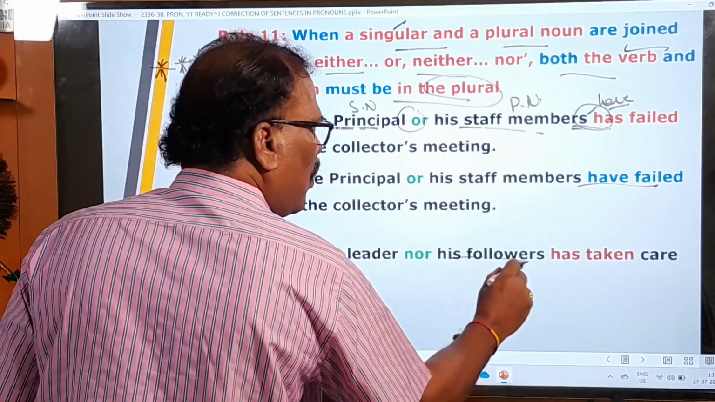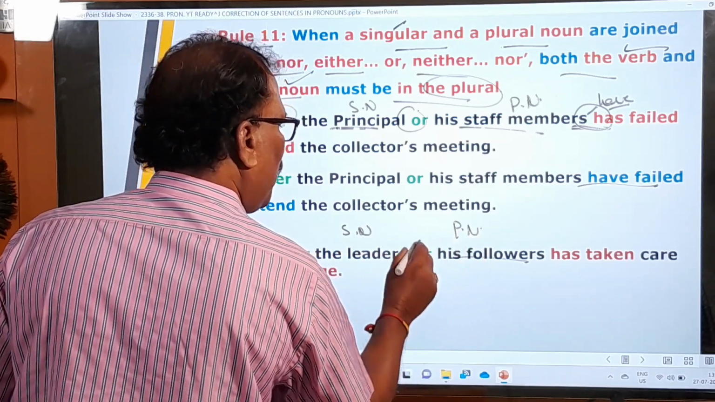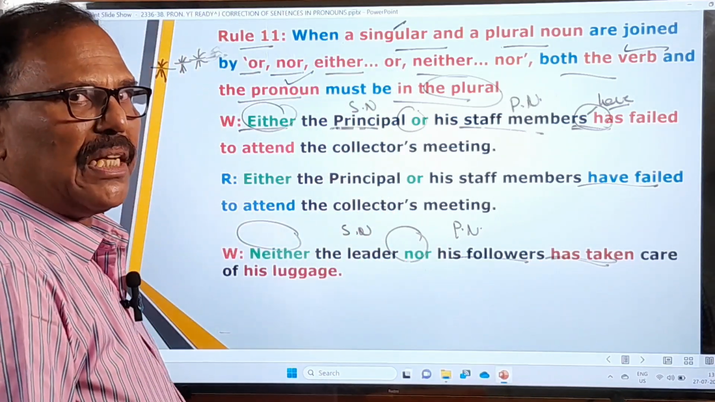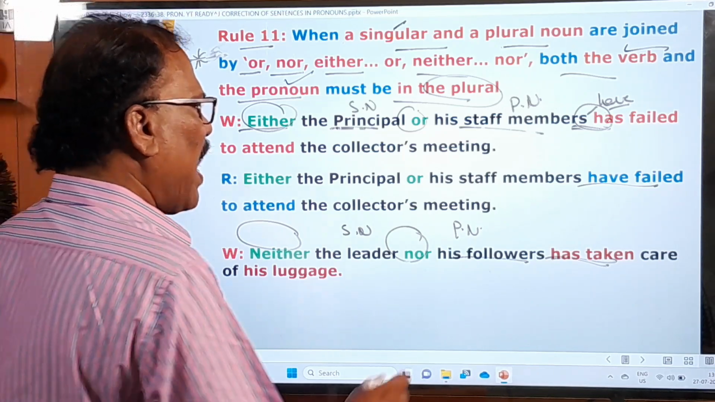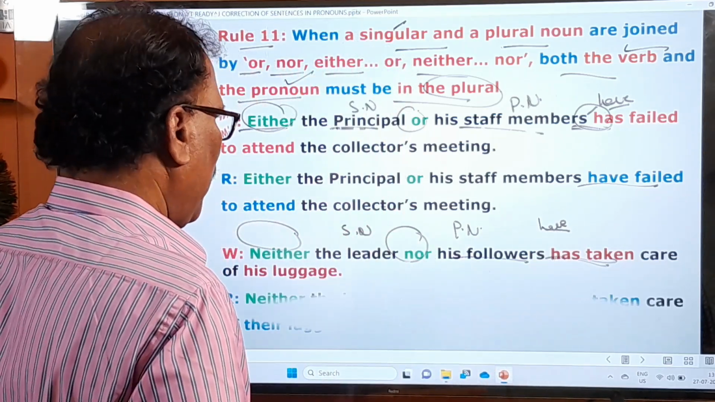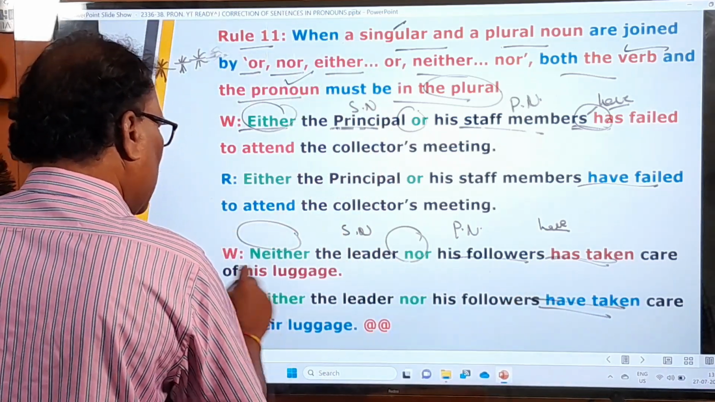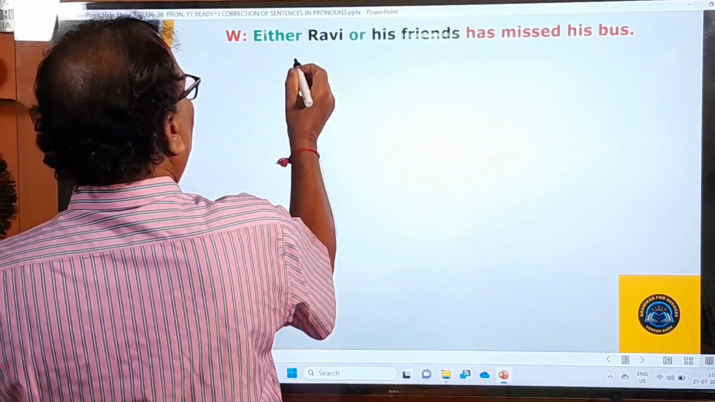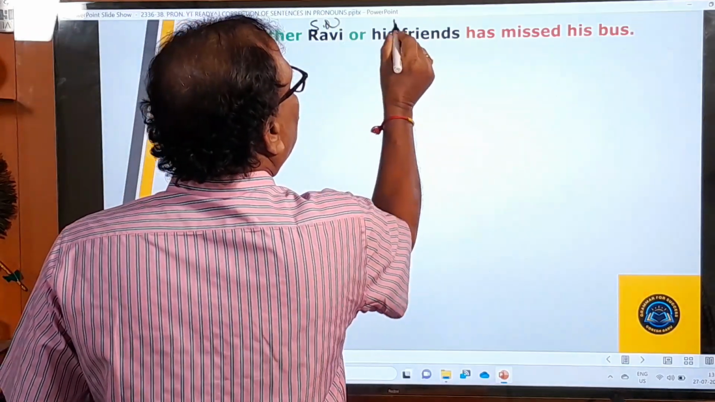One more example. Neither the leader nor his followers. Leader is a singular noun and the next one is a plural noun. You are connecting both of them with neither nor. Then here there should not be a singular helping verb, but a plural helping verb. So has taken is used, therefore it should be have taken. Neither the leader nor his followers have taken their luggage. Other examples are given here. Either Ravi or his friends. Ravi is a singular noun and this is a plural noun.